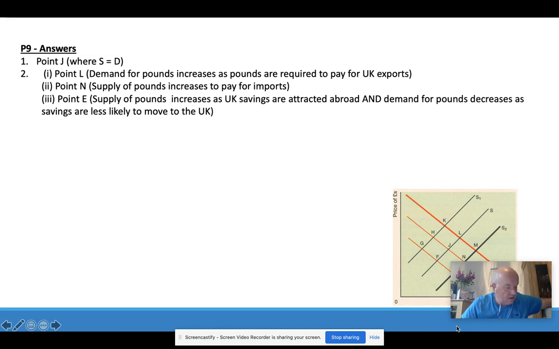Point three, a fall in interest rates in the London money markets. Well, in this instance, if we get a fall in interest rates relative to other markets, that's going to mean effectively that the supply of pounds is going to increase because UK savings are going to be attracted abroad, and the demand for pounds is going to decrease. The savings are less likely to move to the UK, okay, because we've got this interest rate fall. So that would be point E.